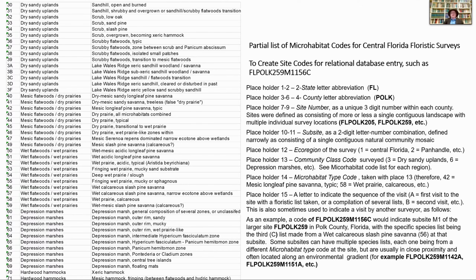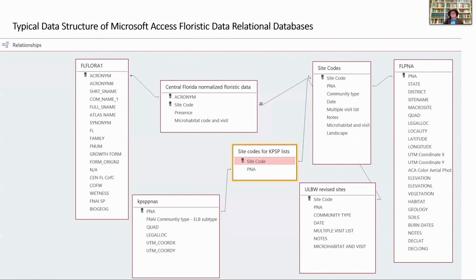So I'm going to start talking about how we build a site flora from individual polygon surveys using relational databases or using just spreadsheets of occurrences by habitats. So this is just how I build those site codes from information about each location. If you look at a data structure of how this ends up getting computerized, there will be a fairly simple normalized table of the acronym for the species, the site code, presence, and sometimes I like to put the microhabitat code so I can more easily sort by it.